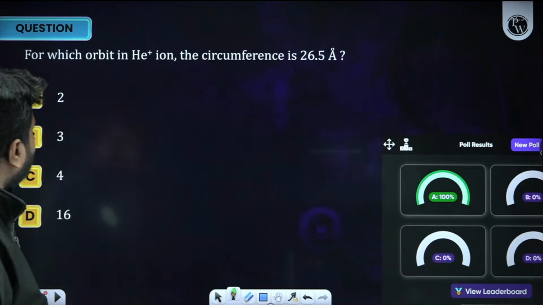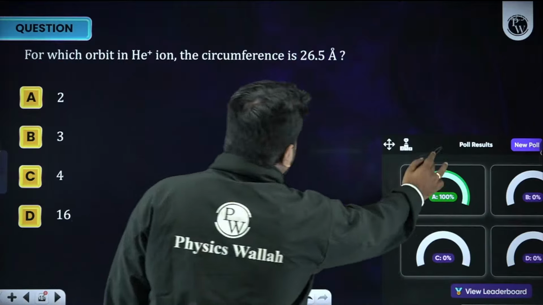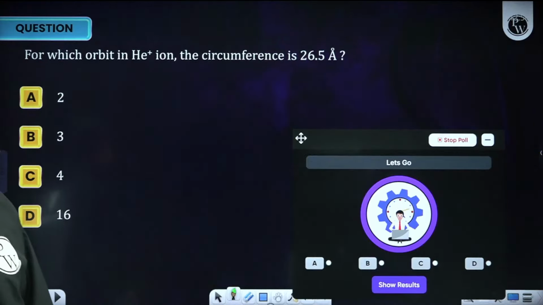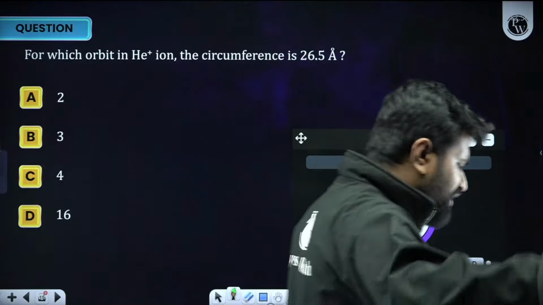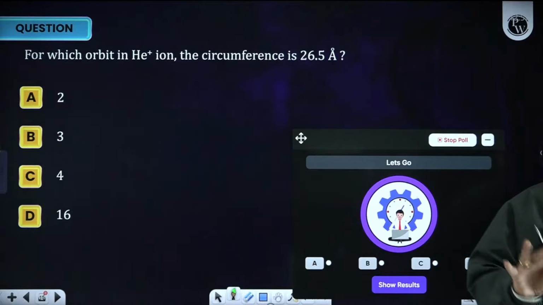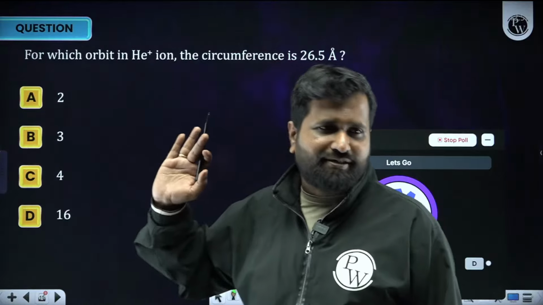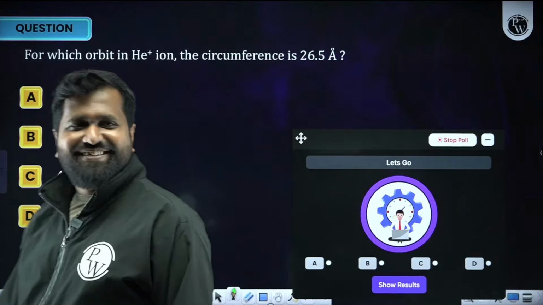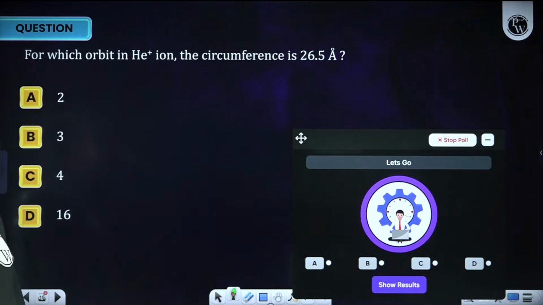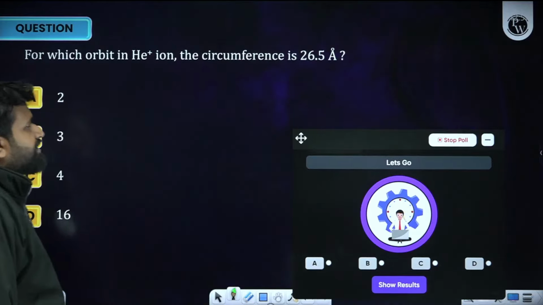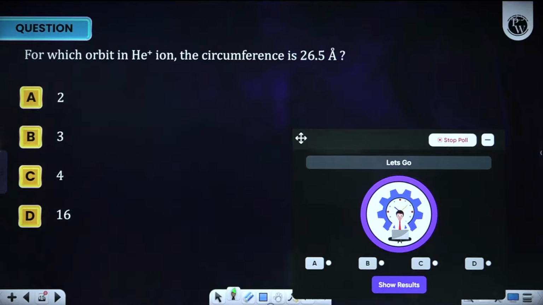For which orbit in He plus ion is the circumference 26.5 Armstrong? Just use the formula. Up to the decoding formula it is chemistry. After that formula, it's full mathematics.